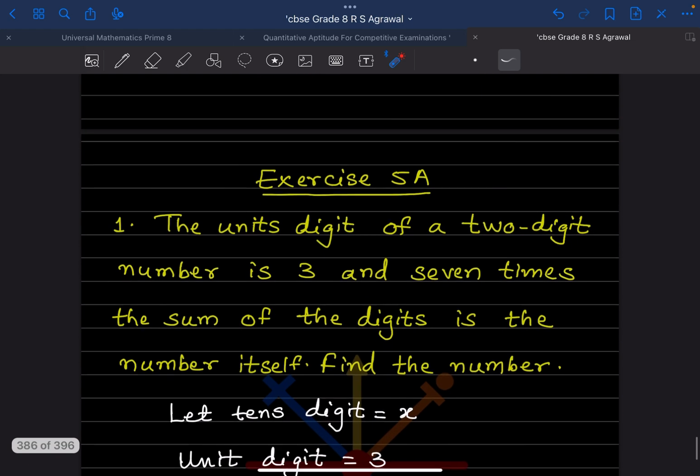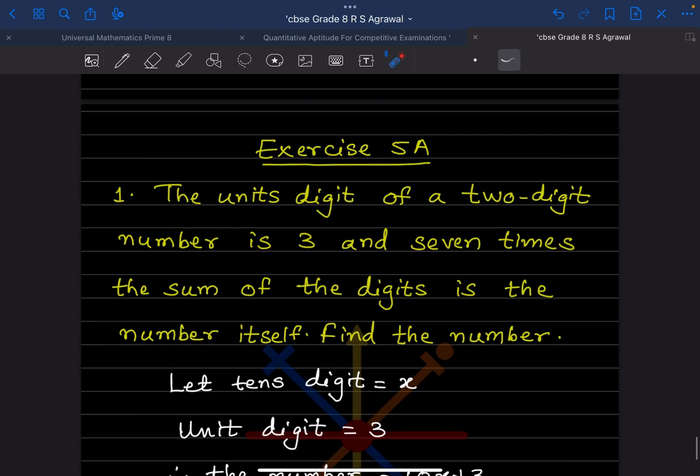So let us go directly with the exercise, and wherever necessary I'll give you the explanation. So here it said that the units digit of a 2-digit number is 3 and 7 times the sum of the digits is the number itself. So you have to find the number.